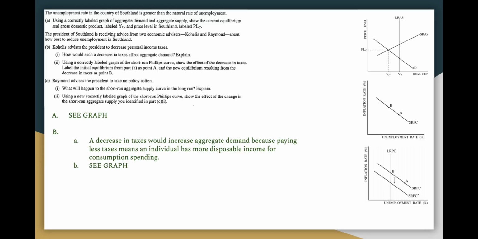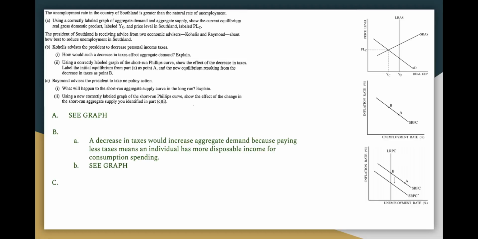Letter B, the second part of this question, using a correctly labeled short-run Phillips curve, show the decrease in taxes. So notice they only want the short-run Phillips curve. I don't need to draw the long-run Phillips curve. So to show the decrease in taxes from point A to point B, point A is where my original is, and since I am shifting the aggregate demand curve to the right, that means that I'm going to have movement from point A to point B, and that's going to be a leftward movement. Because we're talking about aggregate demand, it is a movement, okay? So that's letter B. That's what that graph looks like.